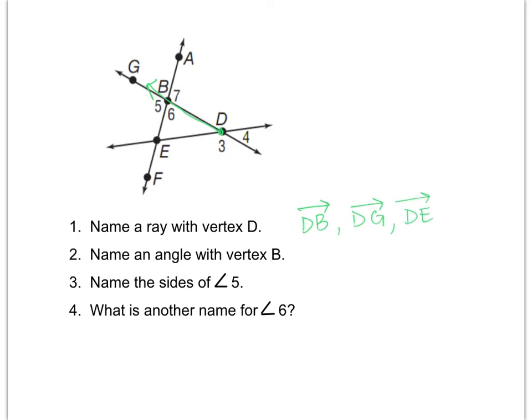I put all three. Number two, name an angle with vertex B. Find B on the picture. We need to name an angle whose corner is at B. So one angle we could name, here's B right here, is angle ABG. This angle right here has its vertex at B. So I could say angle ABG, and that would work. But I could also name this angle right over here. It also has its vertex right at point B. So I could name that angle 7, or I could name that angle ABD. I could also name angle 6. I could also name angle 5. All of those angles also have their vertex at that same point, and that point is B.